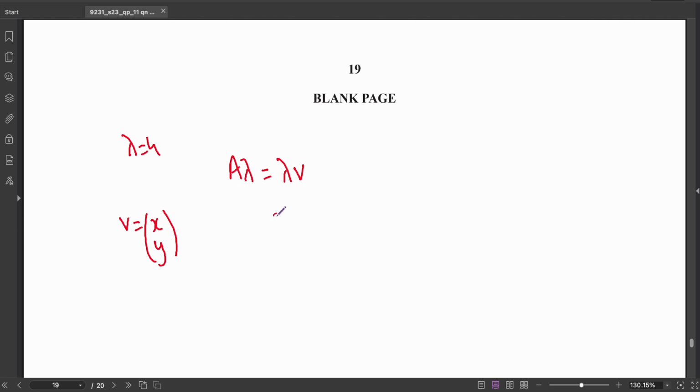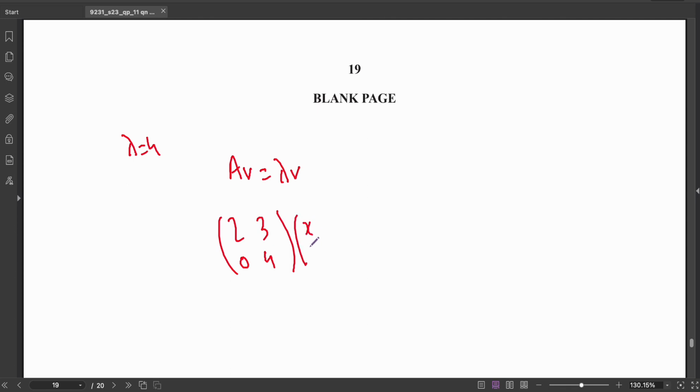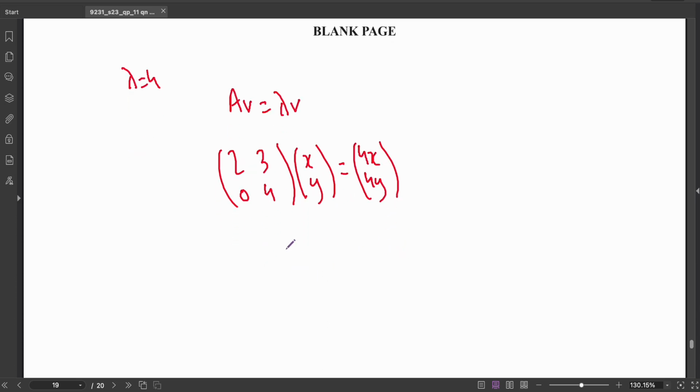So let's do this. So we have 2, 3, 0, 4. So A times the eigenvector is equal to lambda times the eigenvector. So 2, 3, 0, 4 times x, y is equal to, well, lambda is 4 this time, so I have 4x and 4y. So once again, we have two simultaneous equations. We can solve them. So I have 2x plus 3y is equal to 4x. Or I have 4y is equal to 4y. So I have these two equations now.